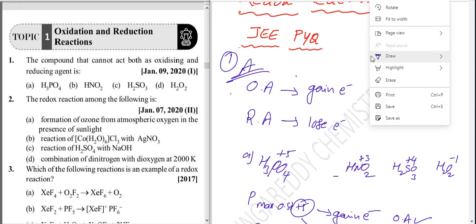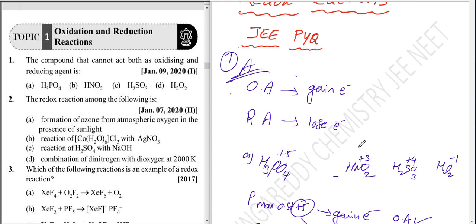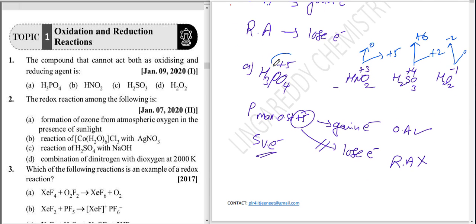nitrogen oxidation number +3. +3 is there, so it can go to 0 and +5 also. Here +4 is there, it can go to +6 and +2, and also 0. -1 is there, means it can go to -2, and it can go to 0. So both oxidation and reduction are possible, but in the case of H3PO4, the +5 can go only by gaining electrons. That's why it can act as an oxidizing agent.